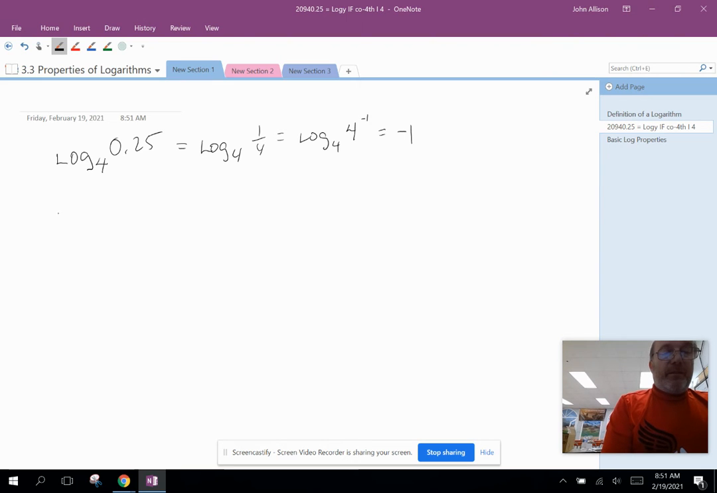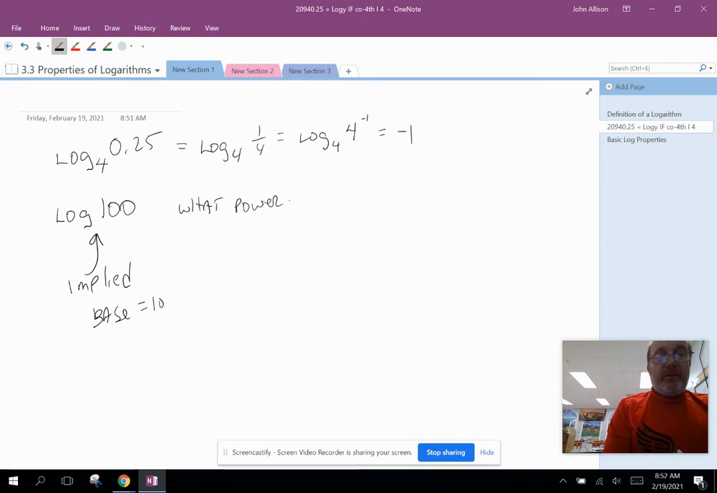There are some special bases. We talk about log base 10. We don't usually write the base. If you just see log 100, the implied and understood base is 10. So this is asking, what power of 10 gives me 100? You know that 10 to the second power gives you 100, so this is equal to 2.